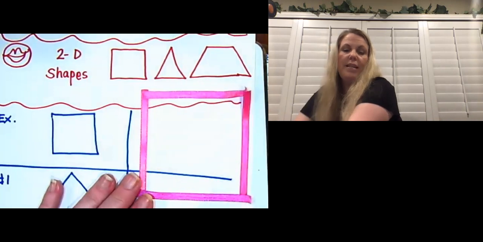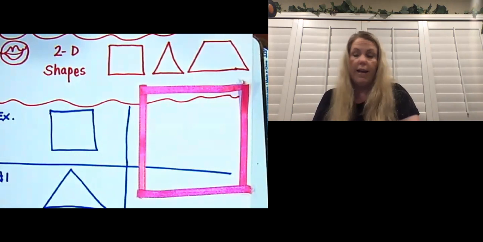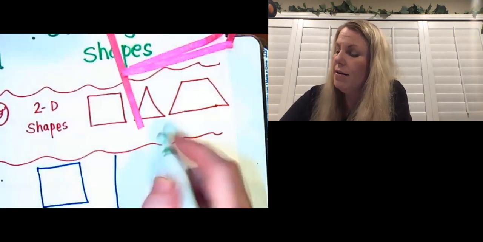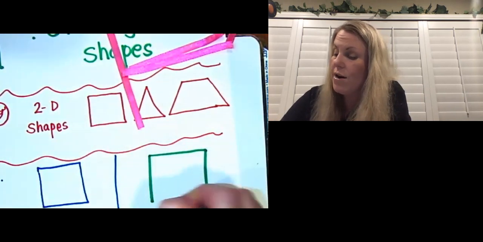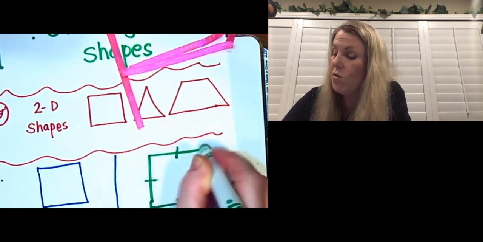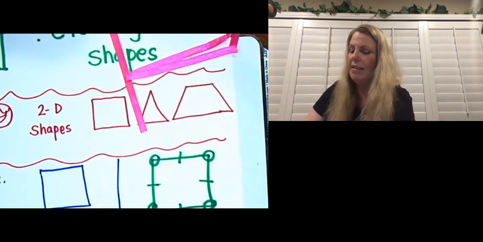Now, after I built it, my yarn's gonna come off my paper. So what I wanna do is I'm just gonna draw it after I built it. So I drew it, I built it, now I'm gonna draw 4 equal sides. 1, 2, 3, 4, and 4 corners. You know that equals a square, right? Okay, let's look at the next one.